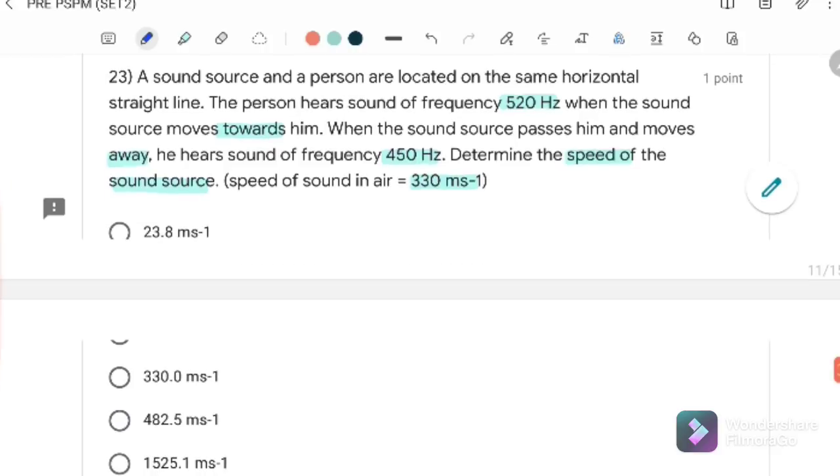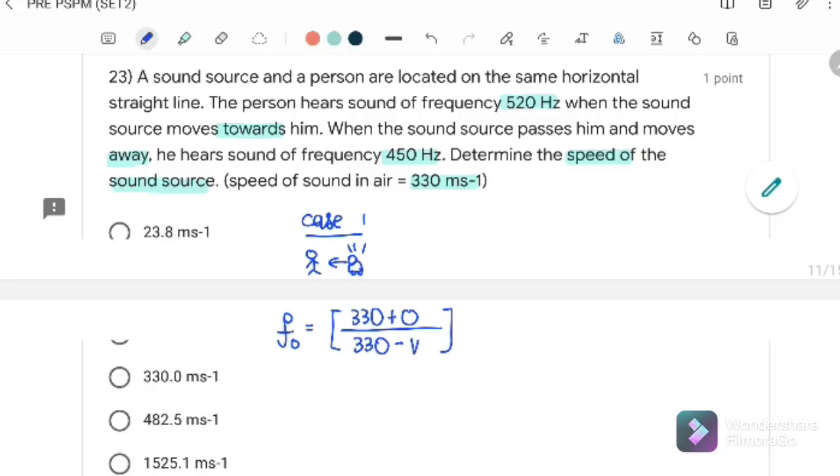So meaning that here we have two cases. Case 1 is when the car or the source is moving towards the observer. So case 1 is f observer equals 330 plus 0 over 330, because the car is approaching, meaning it is negative V, times the source frequency. Okay, so here we have two unknowns. The first unknown is the speed of the source, and the second unknown is the frequency of the source. When we have two unknowns, we need two equations.